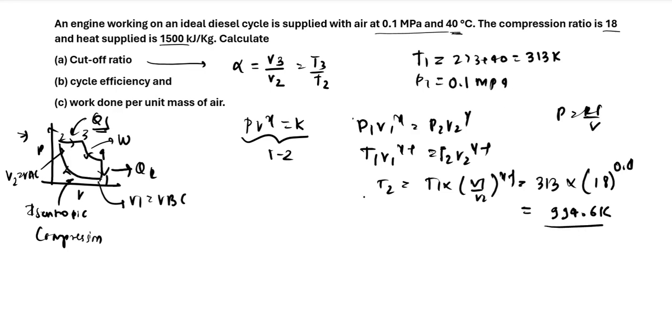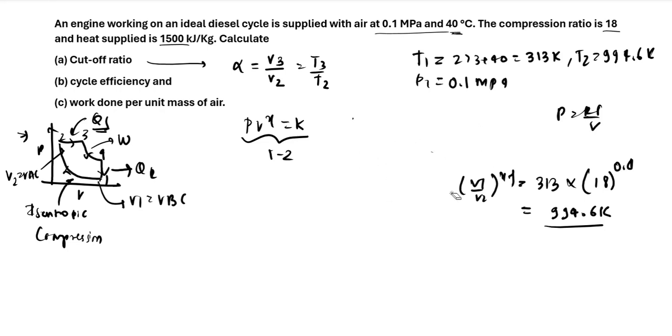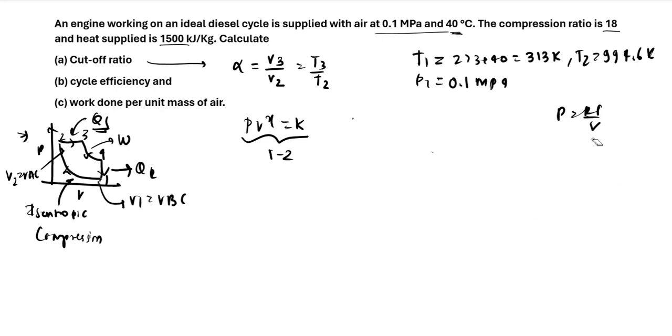So this is your T2. You can just write it here: T2 is nothing but 994.6 Kelvin. Now that you have found the value of T2, you need to find the value of T3 to calculate the cutoff ratio. So let's see how we can do that.